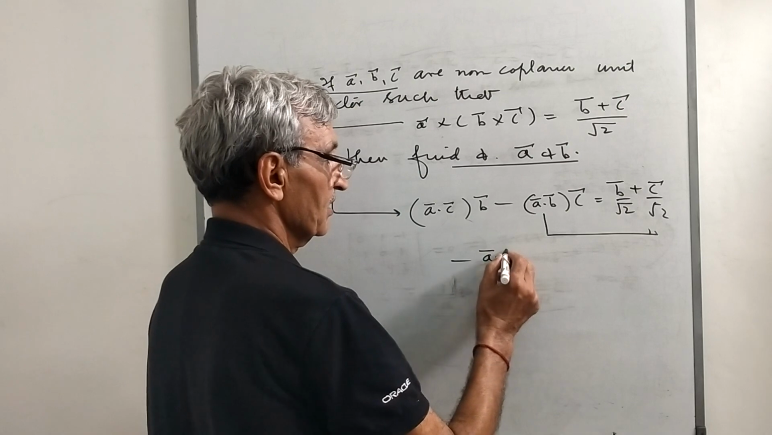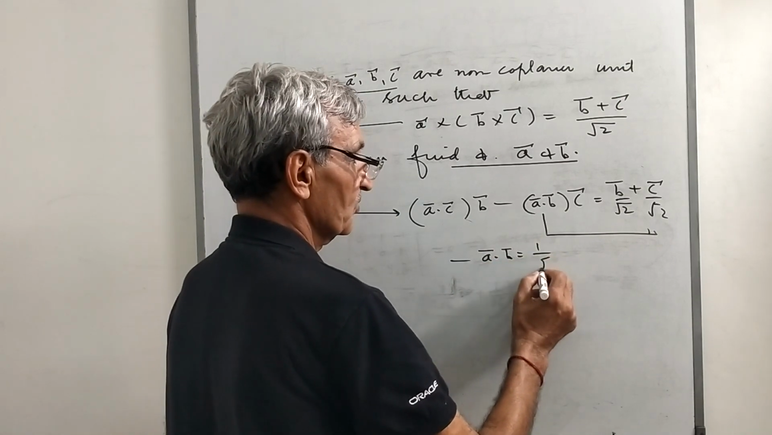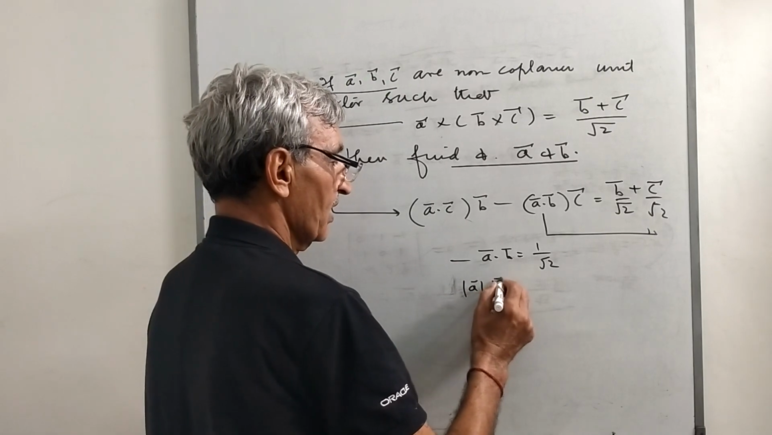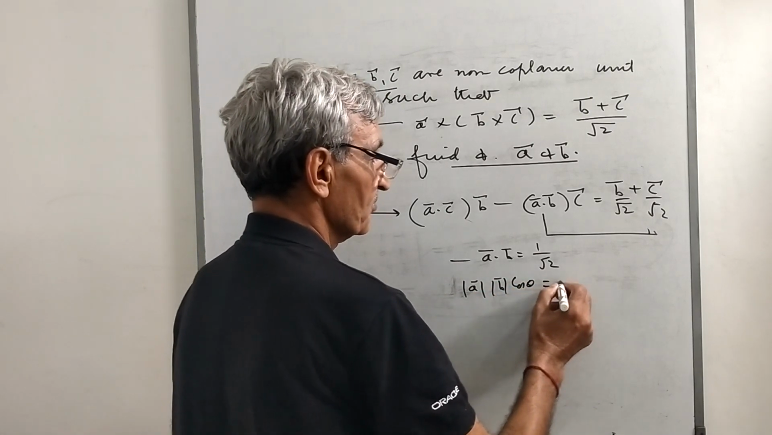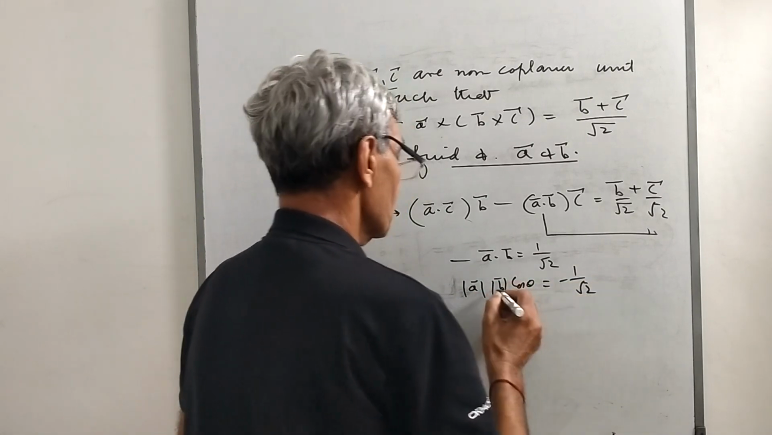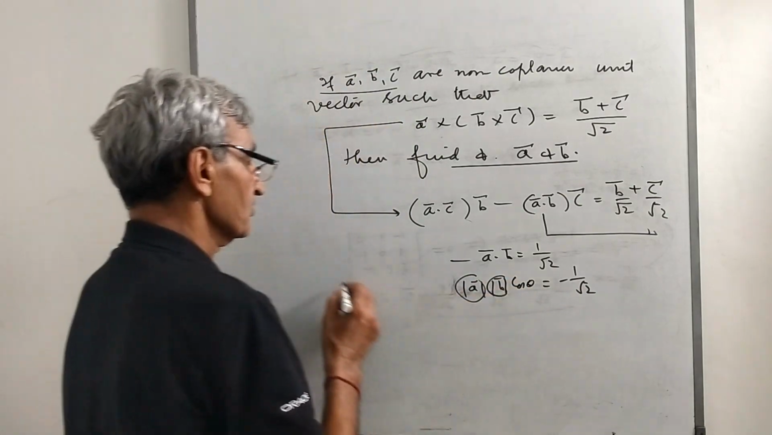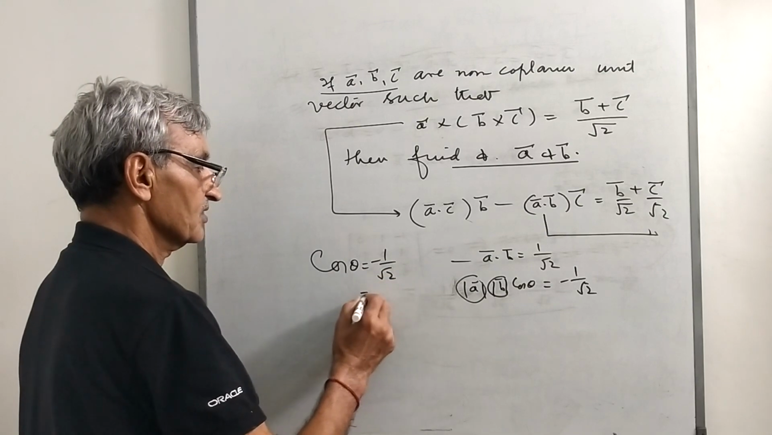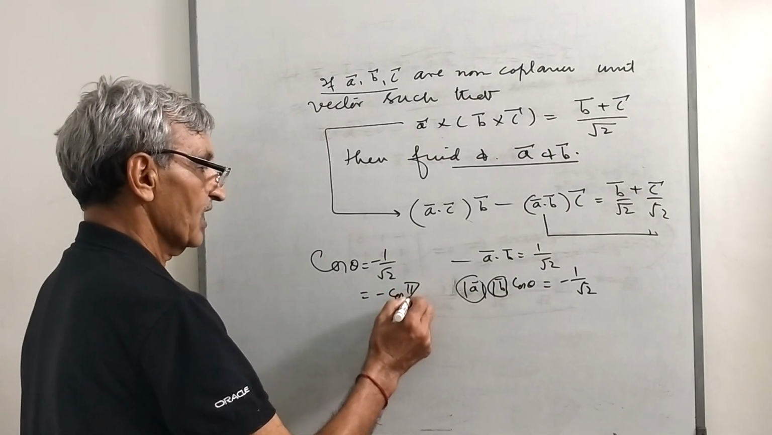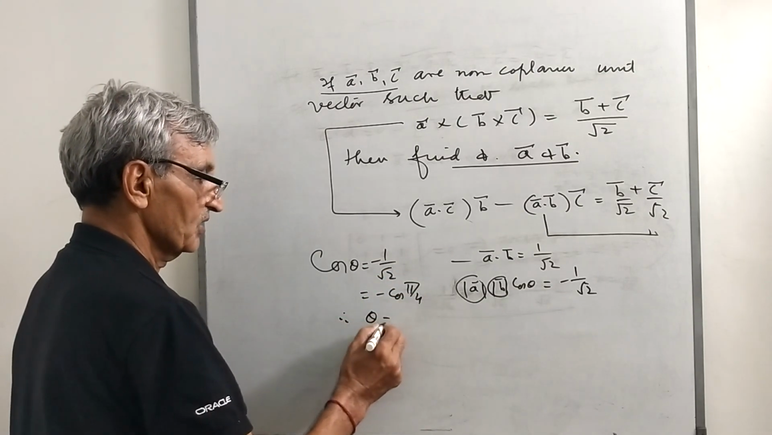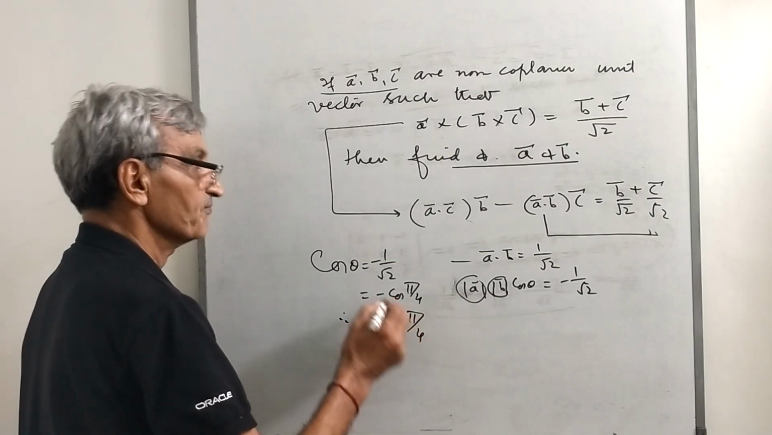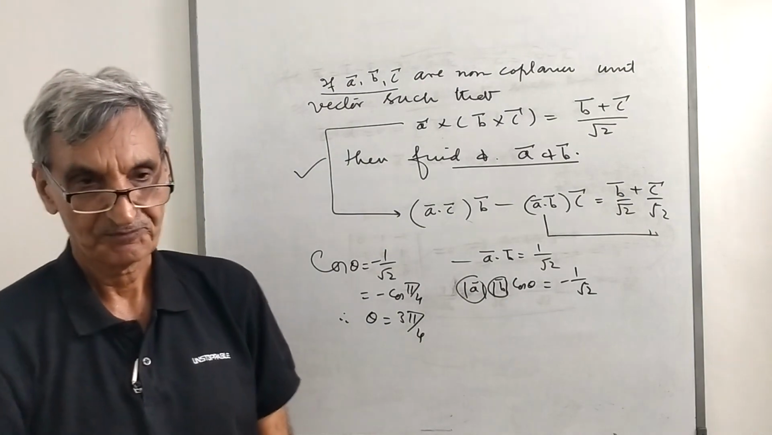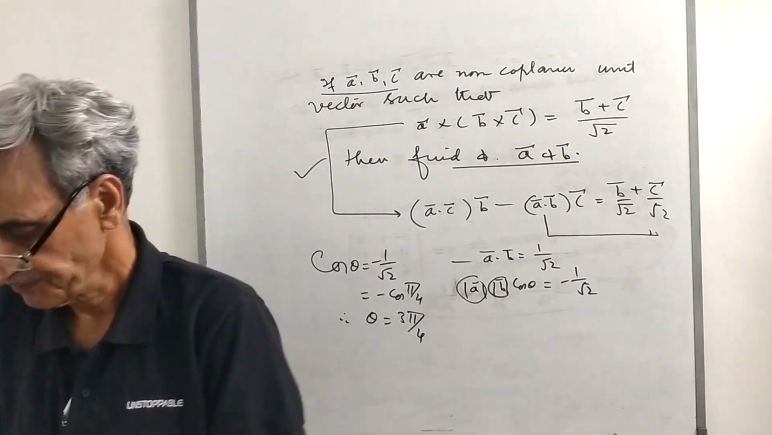Minus A dot B is equal to 1 over under root 2. So magnitude of A, magnitude of B and cos theta is equal to minus 1 over under root 2. The cos theta is equal to minus cos 45, since it is an obtuse angle. That means theta is equal to 3 pi by 4. My answer for this angle is 3 pi by 4. I hope that was a simple question.